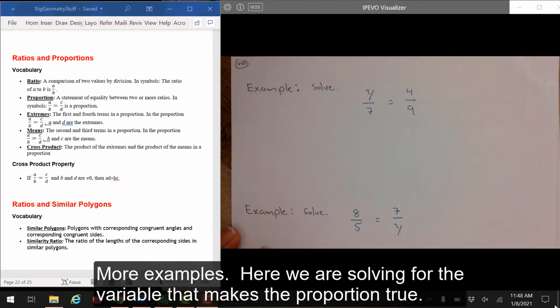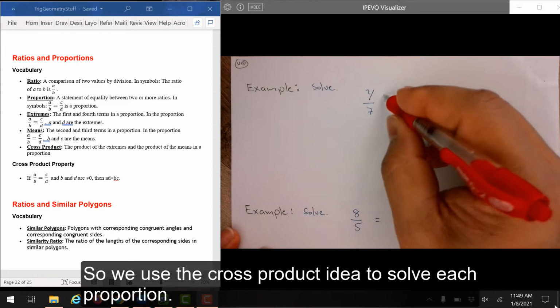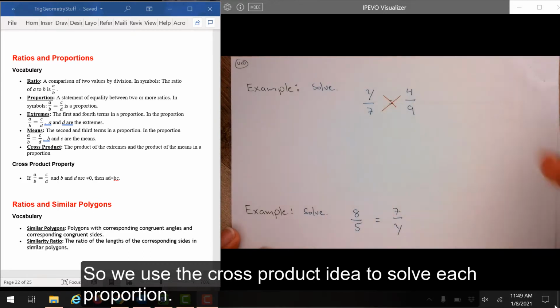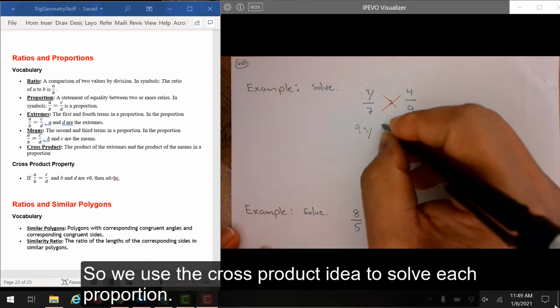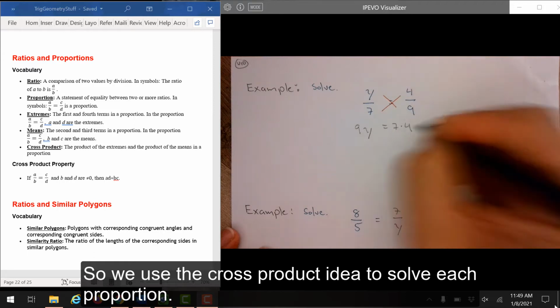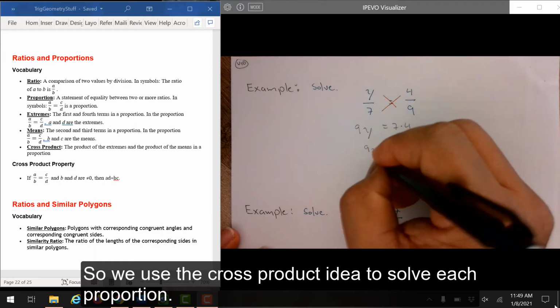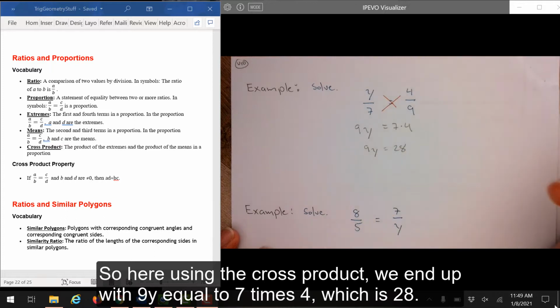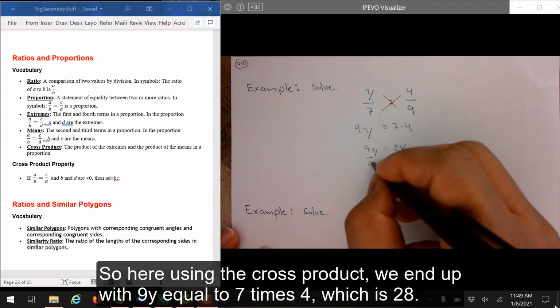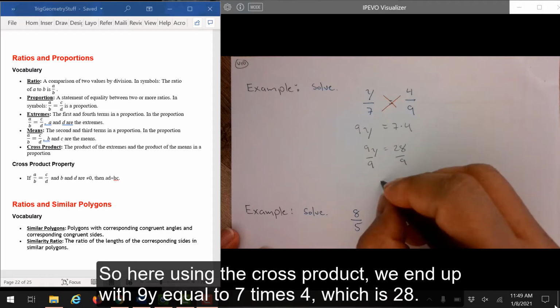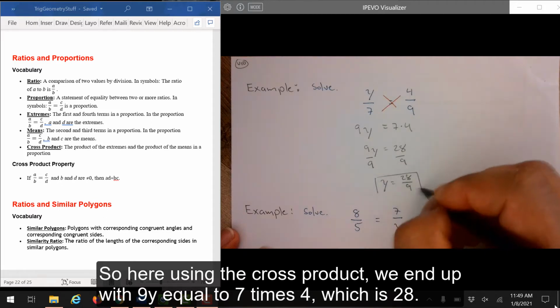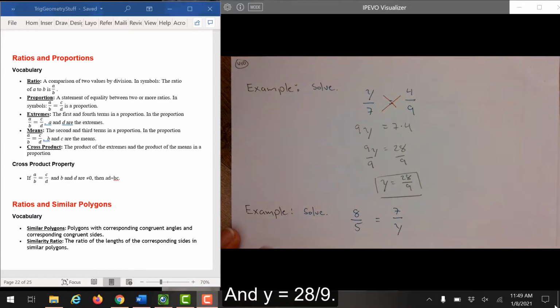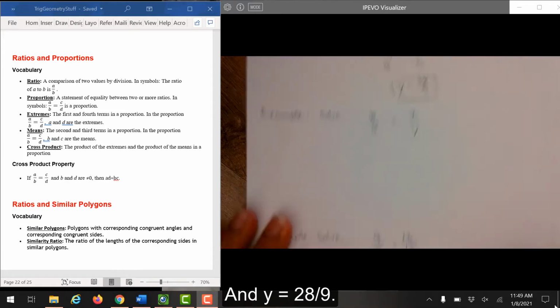More examples. Here we are solving for the variable that makes the proportion true. So we use the cross product idea to solve each proportion. So here, using the cross product, we end up with 9y equals 7 times 4, which is 28, and y equals 28 over 9.